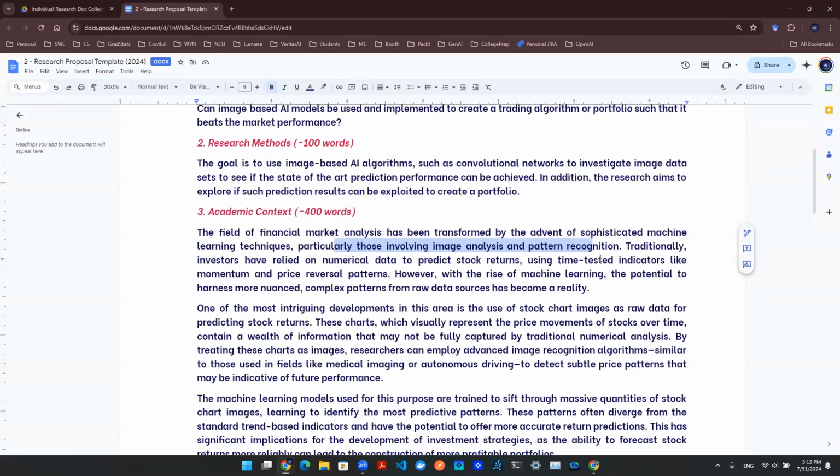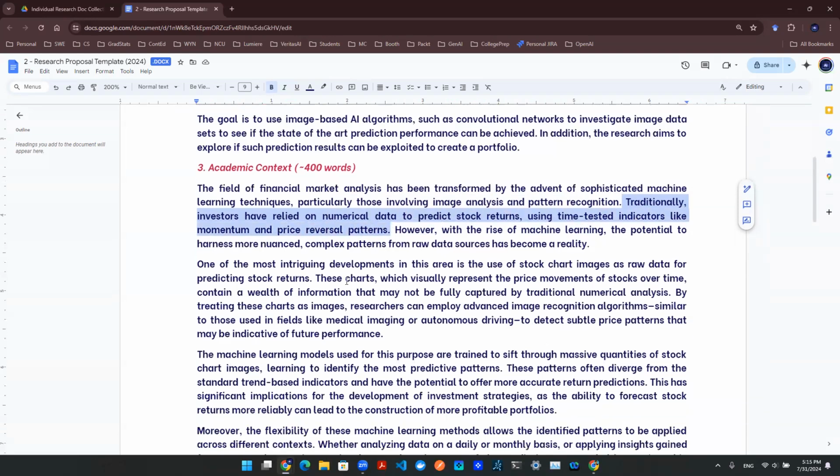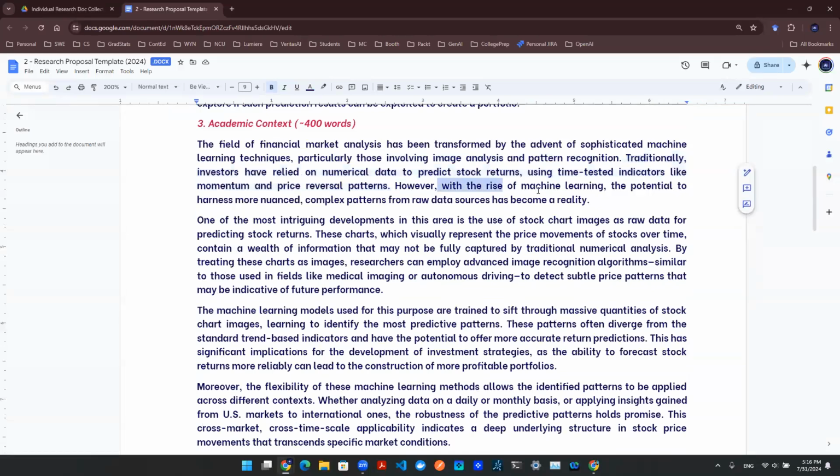So in other words, you can think of this part as another way of saying literature review, right? Traditionally, investors have relied on numerical data to predict stock returns using time-tested indicators like momentum and price reversal patterns, things like that. And then somewhere during the academic context, you want to pivot. You want to pivot into the domain that you are about to do your research on, right? However, with the rise of machine learning, the potential to harness more nuanced, complex patterns from raw data sources has become a reality. That makes this paragraph interesting.